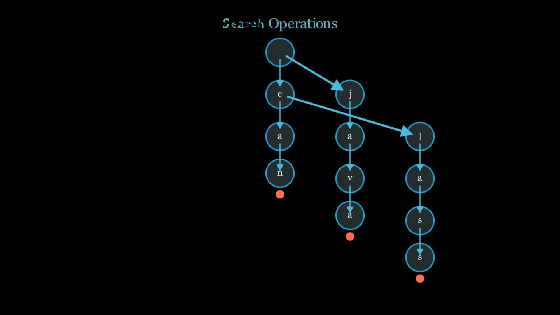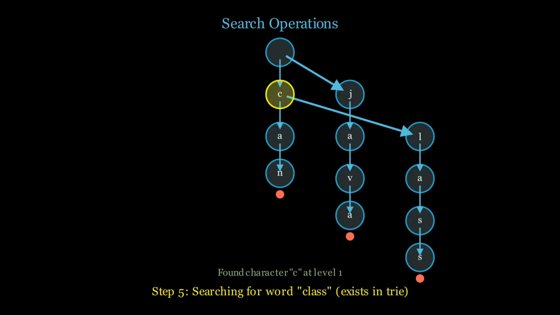Alright, next let's search for a word. First we will search for the word class. Watch how we traverse the tree. We start at the root node, follow C, then L, then A, then S, and finally the last S. With the marker that is the end of the word, it is a success.